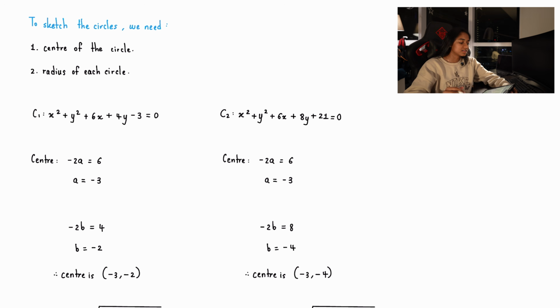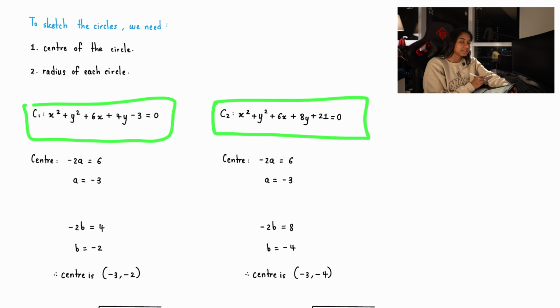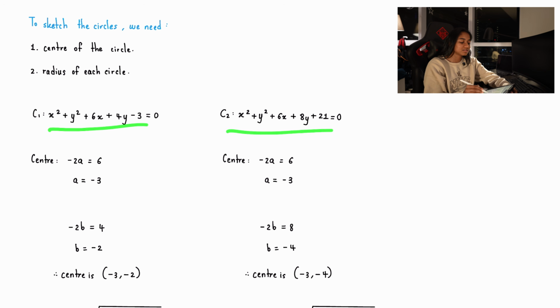Now to sketch the circles, we just need the center of the circle and the radius of the circles. So looking at C1 and C2, looks very familiar, right? We know that the equations we can easily map on to find the center, because we know that, looking at the general equation, remember, minus 2a is equal to 6, minus 2b is equal to 4, remember we did this before.